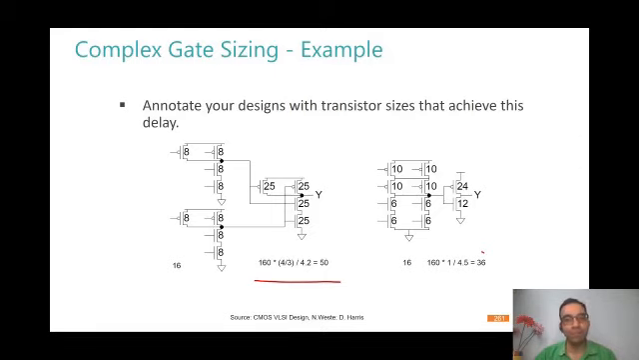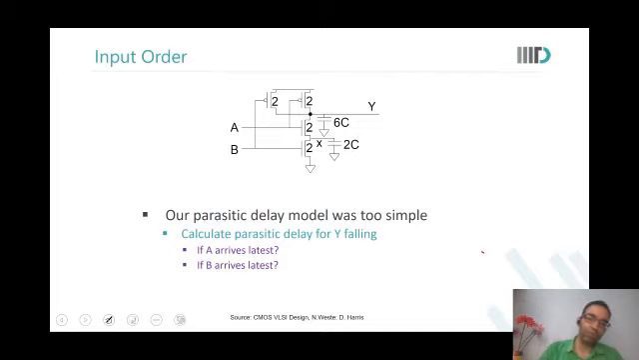Okay. So do you think this input order matters? Yes, sir, we discussed this. It matters. So where will the propagation delay be highest? Which input to output delay will be highest? A to Y or B to Y? B to Y. B to Y will be highest, yes. B to Y will be larger delay.